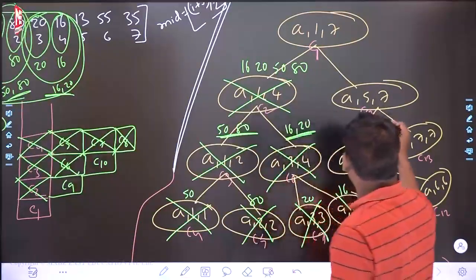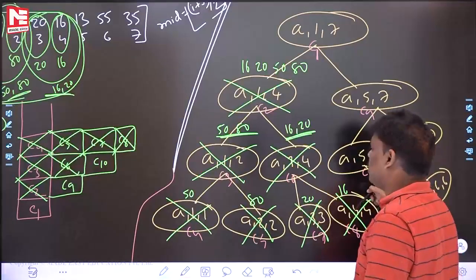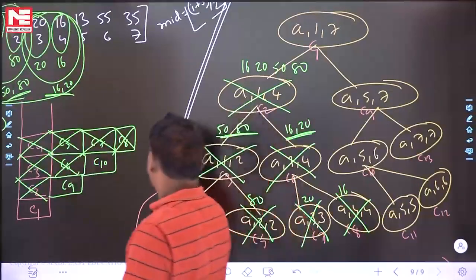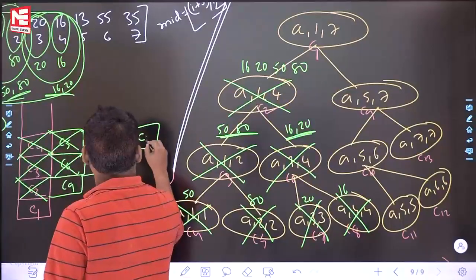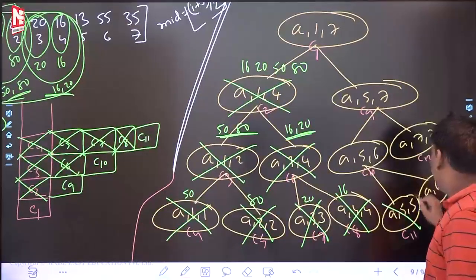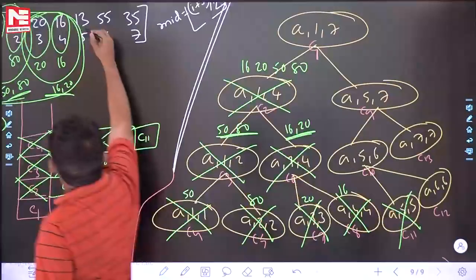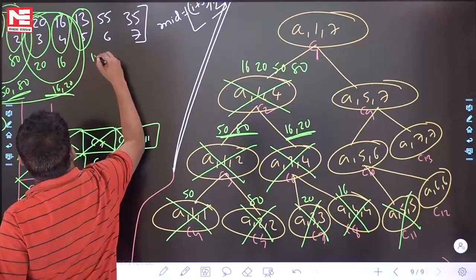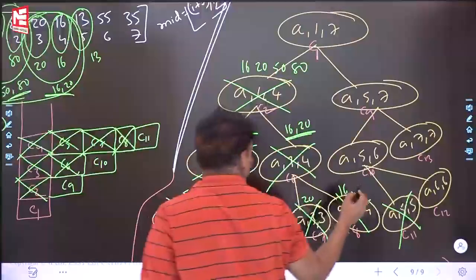To complete C9, who is required? C10, C13. First, C10 is required. To complete C10, who is required? C11. Can you say to complete C11, is anyone required or no one required? No one required. Directly you can do. What is A55? What is the answer? 13. It will become 13.